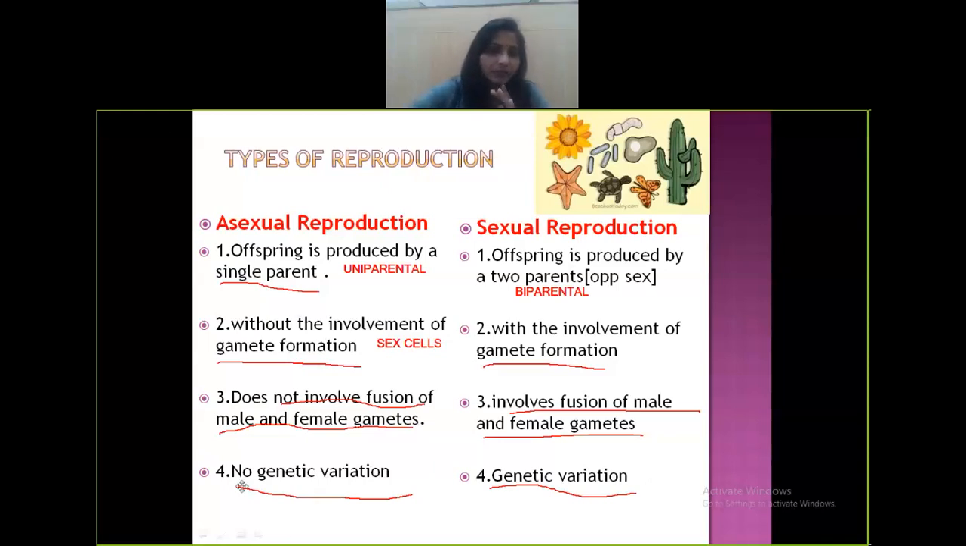Asexual reproduction takes place in the lower organisms, organisms like amoeba, hydra, all such cases. Whereas sexual reproduction is taking place in higher organisms, let's say human beings, plants, animals. In all such organisms, even the microorganisms, sexual reproduction is taking place. So these are the major differences between asexual and sexual methods of reproduction.